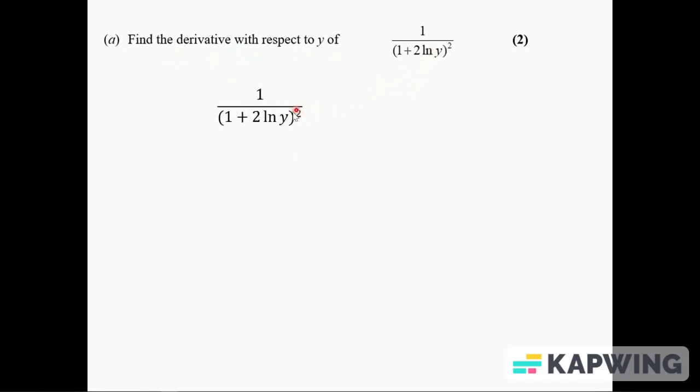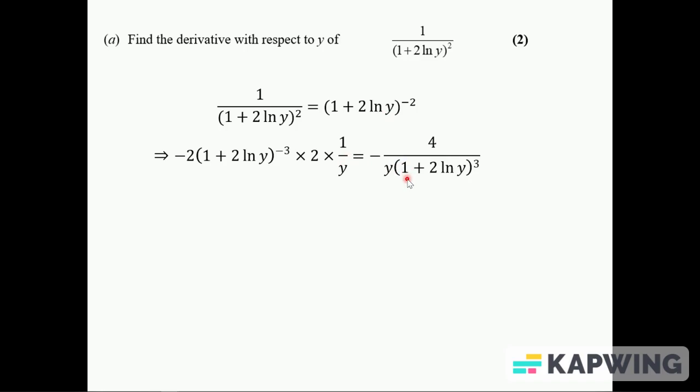So we're going to write it in this form to start off with. We've got (1 plus 2 ln y) to the power of minus 2. So the minus 2 will go in front, the bracket to the power of 1 less, multiplied by the bracket differentiated, which is 2 times 1 over y. And I can write it more simply like this.